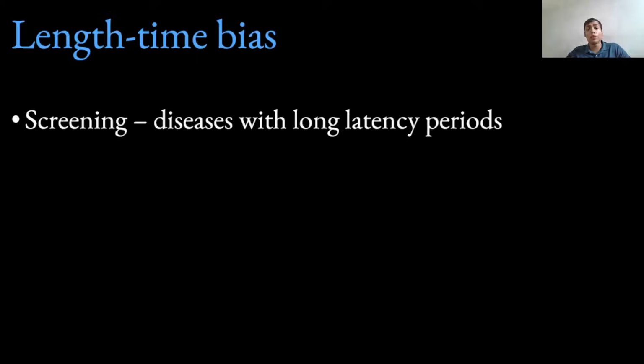And the fourth important type of bias which can occur during interpreting the results is length time bias, in which screening detects diseases with long latency periods. However, diseases with shorter latency periods are not detected because they become symptomatic earlier. For example, a slowly progressive cancer is more likely to be detected by a screening test than a rapidly progressive cancer.